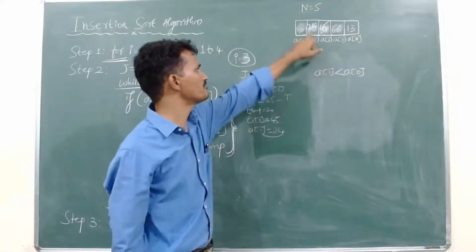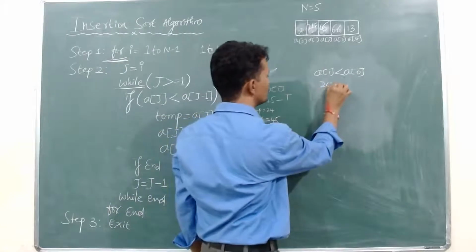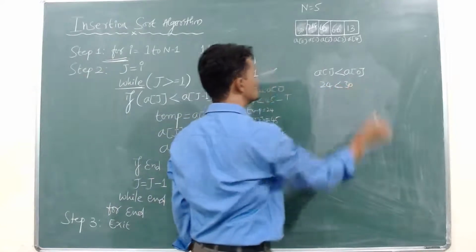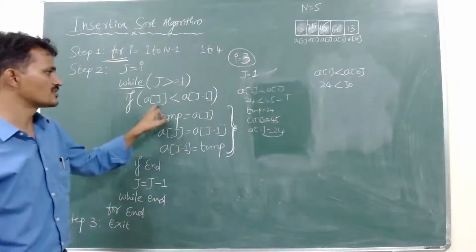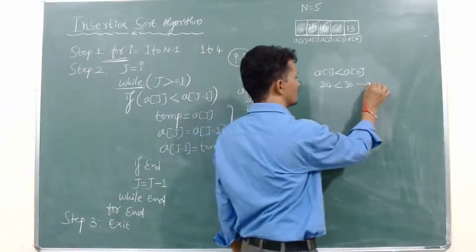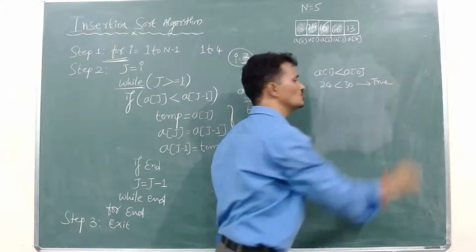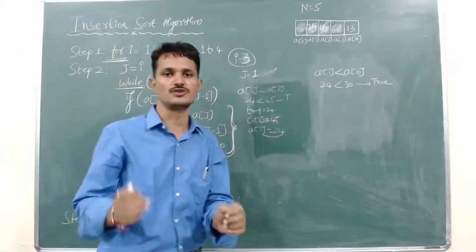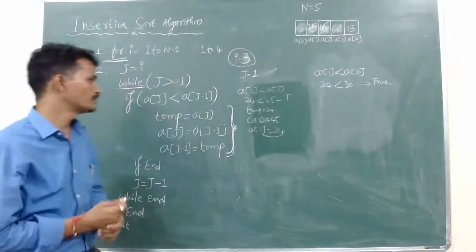What is the value stored in a of 1? 24. 24 comes here and 30 goes here. So 24 is less than 30. Yes, it is true. The condition is true. Condition true means what we need to do? I need to interchange those two values. I need to swap. Okay.